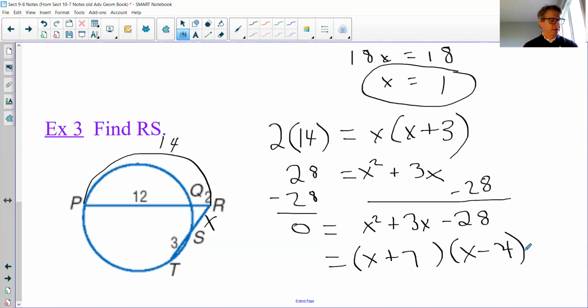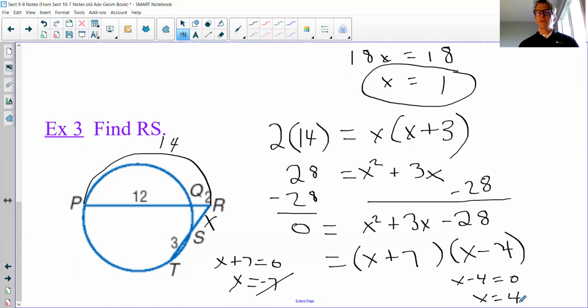And your answer is X plus 7 is 0. And that answer is X is equal to negative 7. And that doesn't make sense, so you can cross that one out. So you're going over to this other factor, X minus 4 is equal to 0. And that's going to put that as X equals 4. And that would be your answer. X equals 4. So keep a lookout for that type of question coming up.